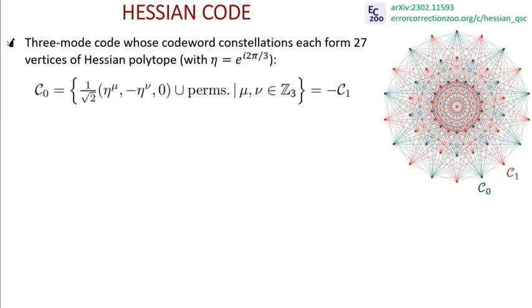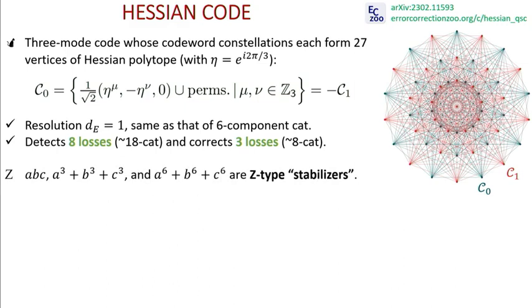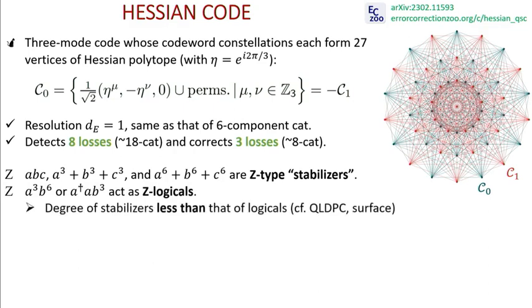This is a 3-mode code. Its resolution is the same as a 6-component cat. However, it detects more and corrects more losses than the 6-component cat. So presumably at the same level of energy, you should be able to do more against the dual source of noise. It's got beautiful stabilizers and Z-logicals related to some stuff from, I think, algebraic geometry that I don't want you to ask me about.